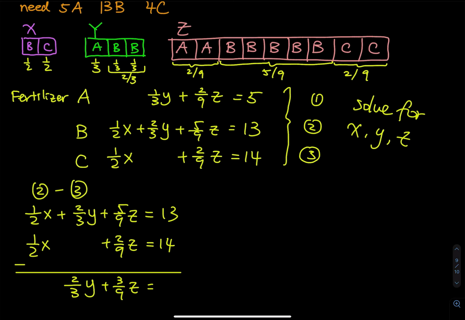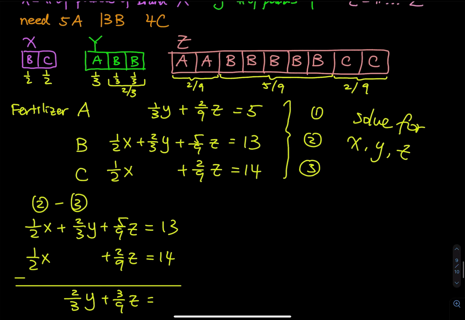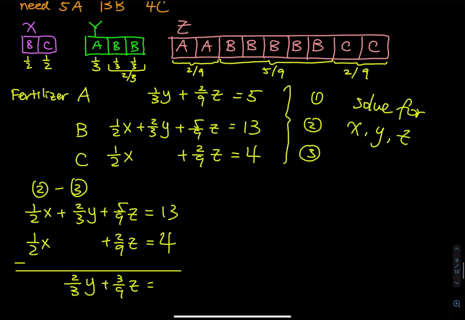13. The last one is 14. No. The last one is not 14. I think most of you found a mistake already. The last one is a 4, because we can't get a negative. So this is a 4. 13 minus 4 is equal to 9. So I got one right here.